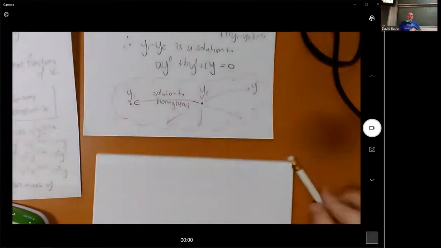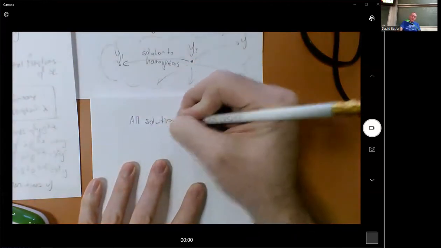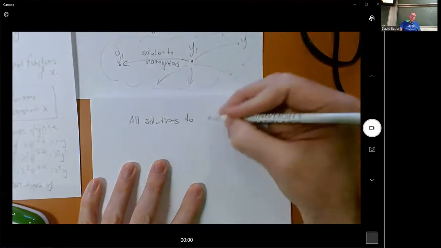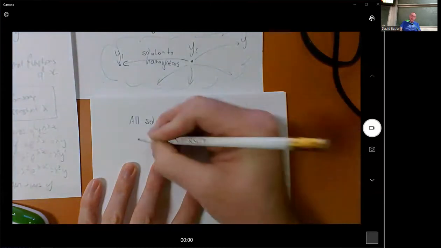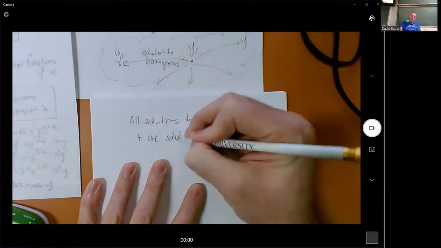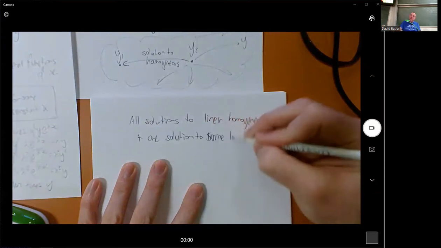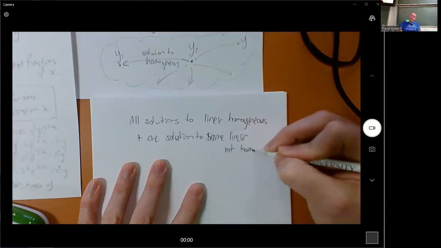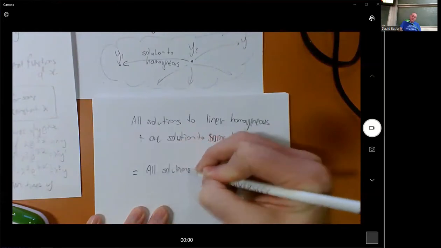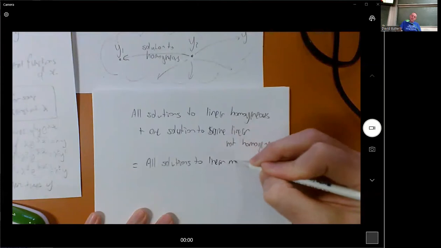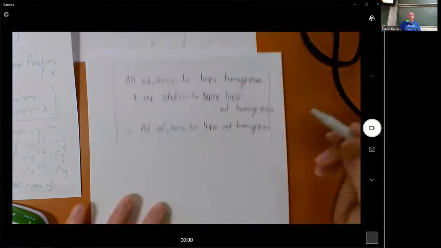The other idea that we're going to use is that all solutions to linear homogeneous plus one solution to the same linear but not homogeneous equals all solutions to linear not homogeneous. So that's the word version.